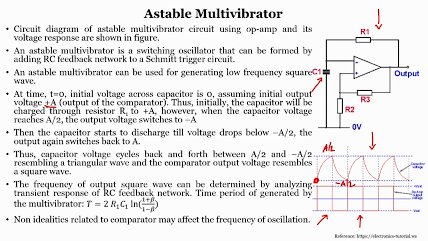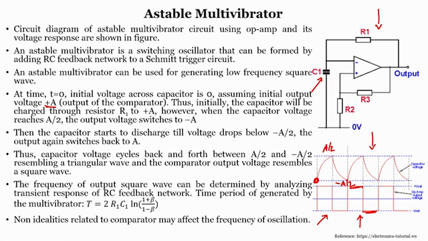This will call capacitor voltage cycles back and forth between A by 2 and minus A by 2, resembling a triangular wave, which you can see here, right? And the comparator output voltage resembles a square wave, right, because it is charged, on; discharge, off; again charged, again on; again discharge, it is off, right. So, it is like a square wave.